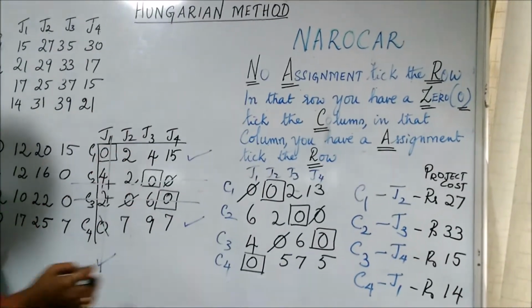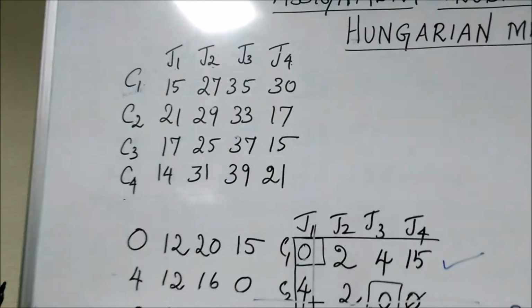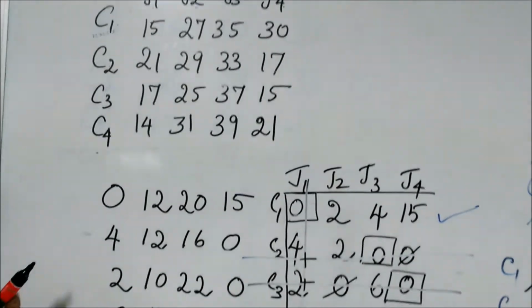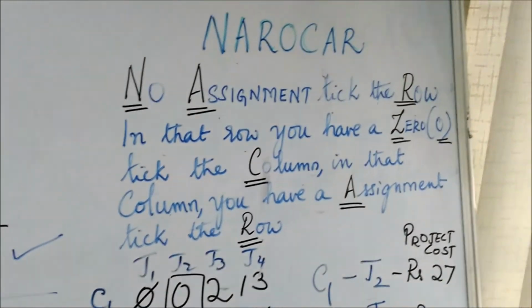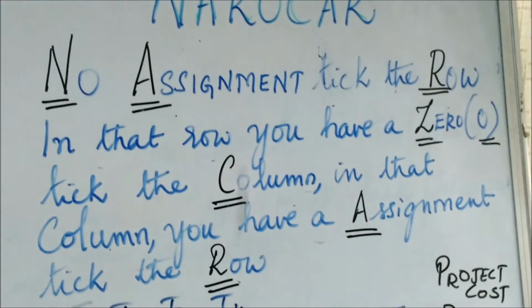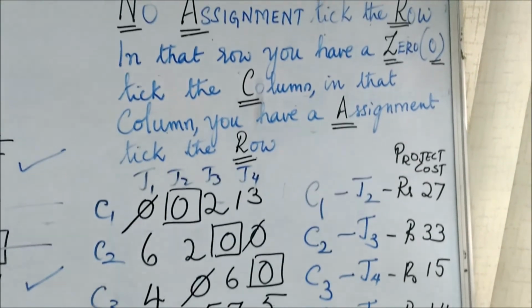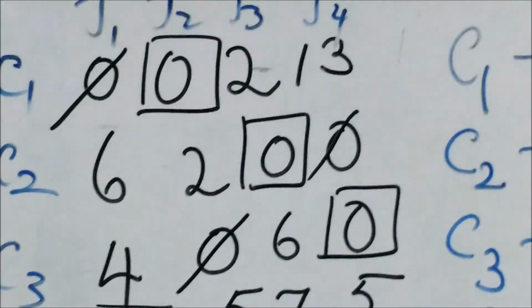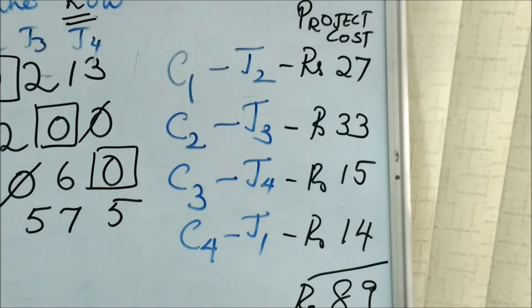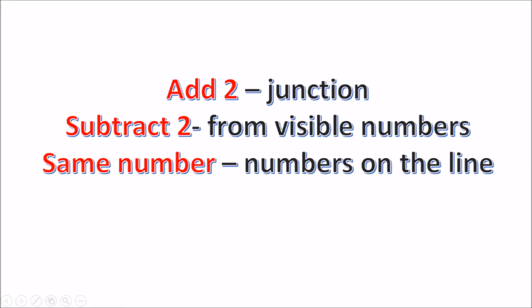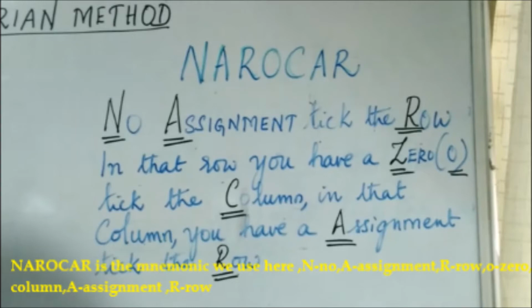Your tedious process is simplified because of this mnemonic NARROW-CAR. It is very easy to remember these steps with the mnemonic. Points to remember: add 2 in the junction, subtract it from the visible numbers, and the numbers on the line remain the same. NARROW-CAR again. Thanks for watching.